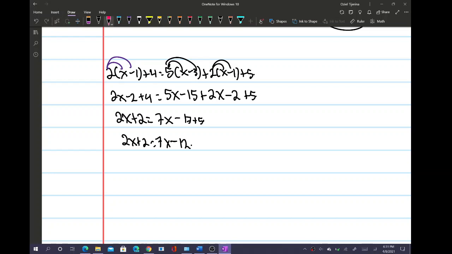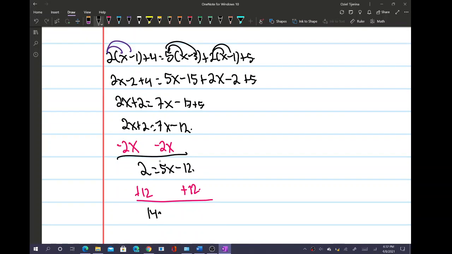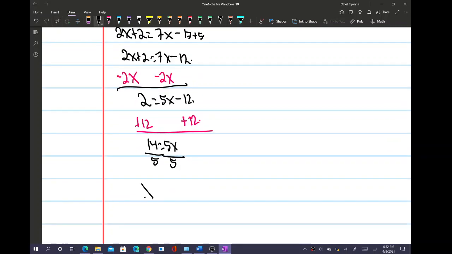So you're going to subtract 2x on both sides. And then you have 2 equals 5x minus 12. And then you add 12 on both sides. So you have 14 equals 5x. So you divide both sides by 5, and you get x equals 14 over 5.